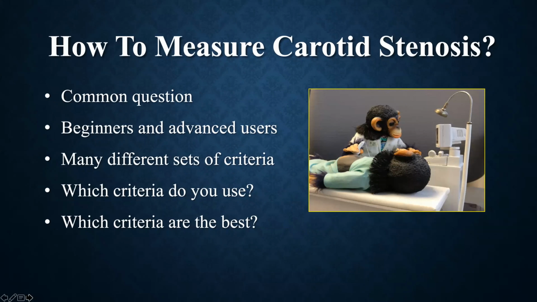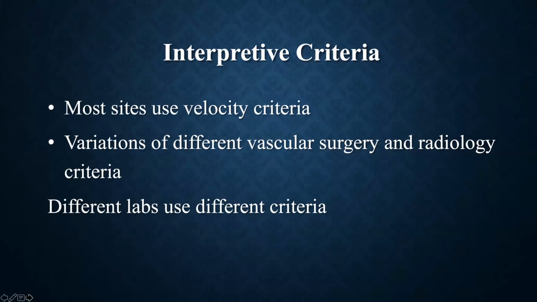One of the most common questions that we get asked is, what's the best way to measure the carotid stenosis? This question comes from both beginners and advanced users. One of the reasons that this is an issue is that there are many different sets of criteria. So users want to know, which criteria should you use? Which criteria are the best? And that depends. Most sites use velocity criteria. If you review the literature, you'll see that there are variations of different velocity criteria, both in the vascular surgery and radiology journals. And depending where you work, different labs use different criteria.